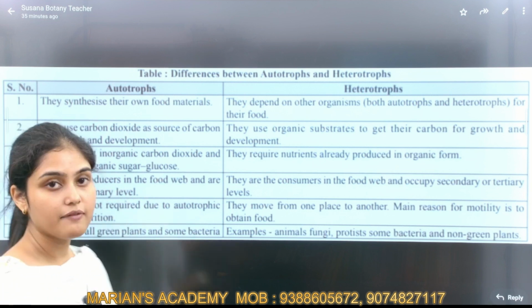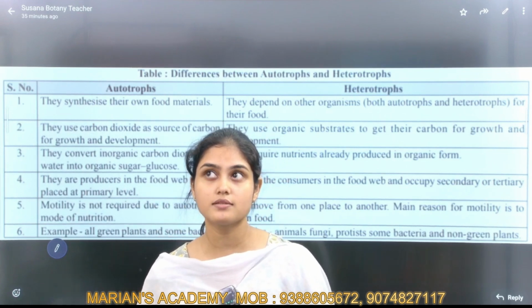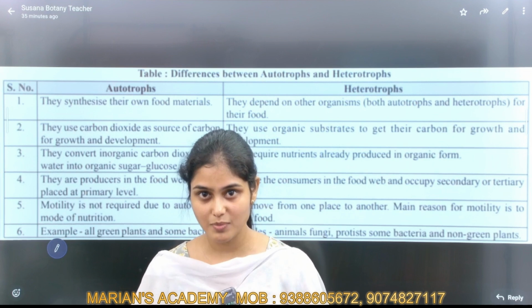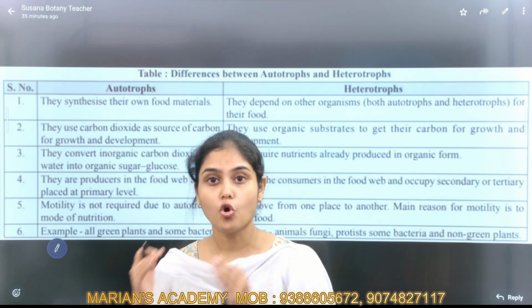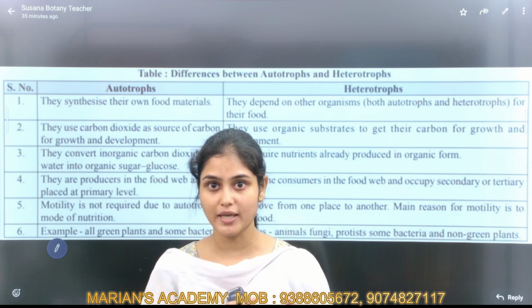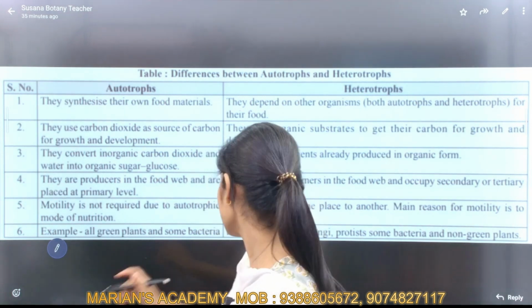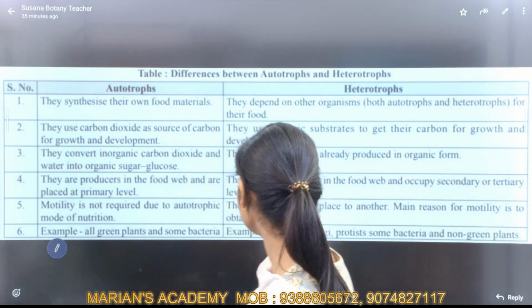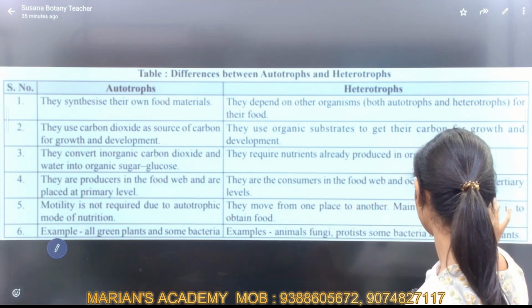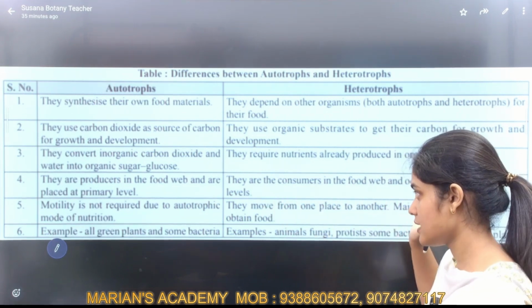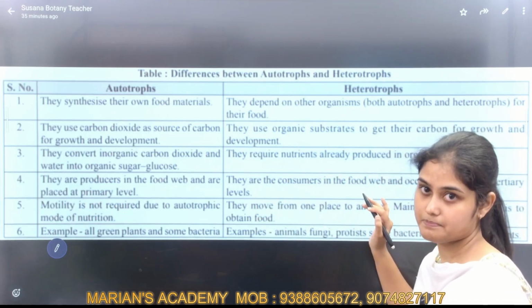Autotrophs are producers in the food web and are placed at the primary level. So you might have learned about food chain. Food chain means producers, then consumers, primary consumers, secondary consumers, and the chain goes like that. So autotrophs will be the first, in the sense plants, so plants are the autotrophs. Then heterotrophs will be the consumers. They are the consumers in the food web and occupy secondary or tertiary levels. That is all the other organisms which come after plants.